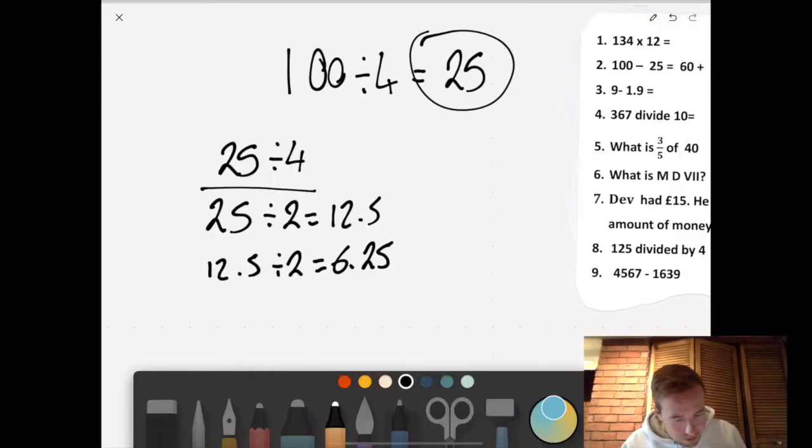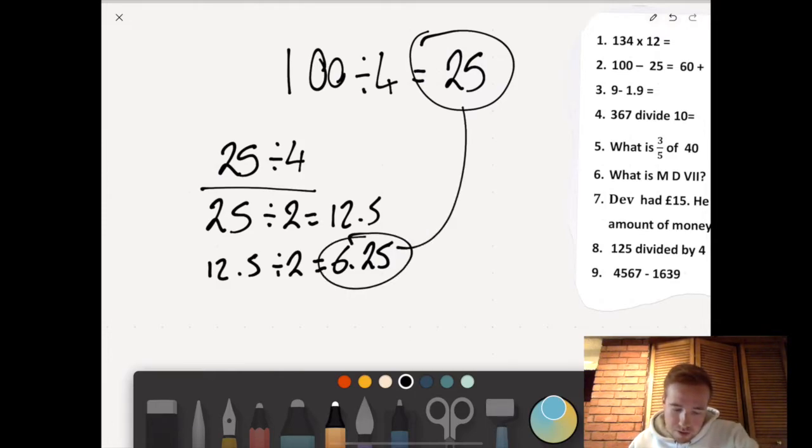Just start a new recording. Okay, so you've got the answer for 100 there, you've got the answer for 25 divided by 4 there, so you just need to add them together. Okay, so the answer is 31.25. 25 add 6 would be 31, and then you put the 0.25 on the end.